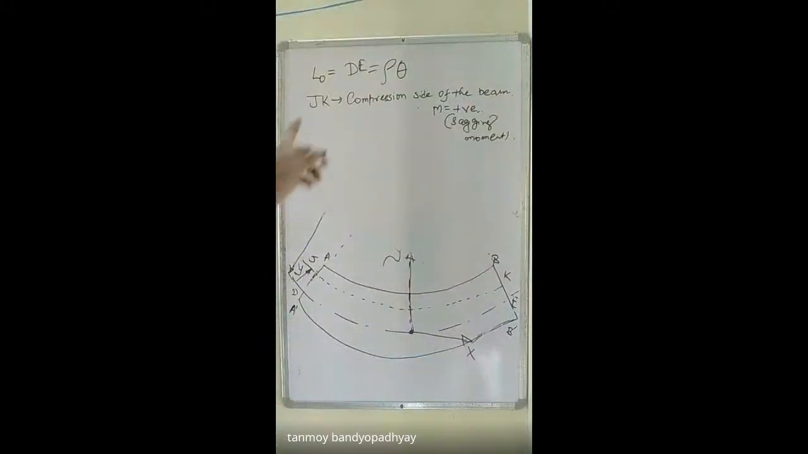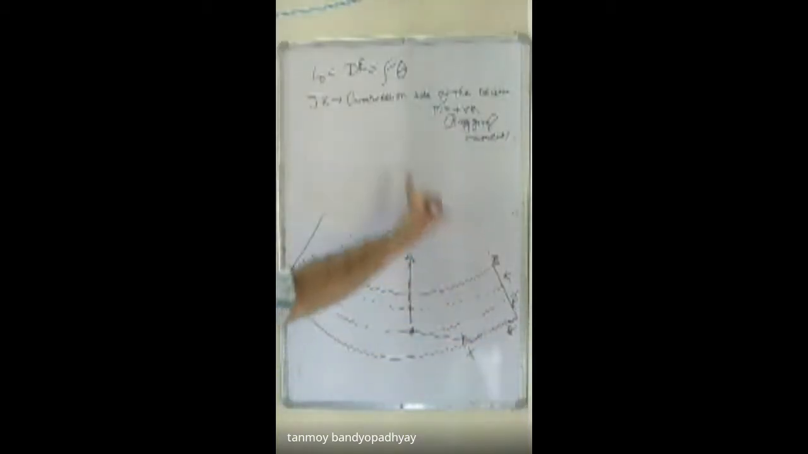Just remember that for JK, I am taking a point on the compression side of the beam. If I had taken a point on the below side, the Y would become negative. Okay? So if I consider the layer JK, what will be the length of the layer JK?